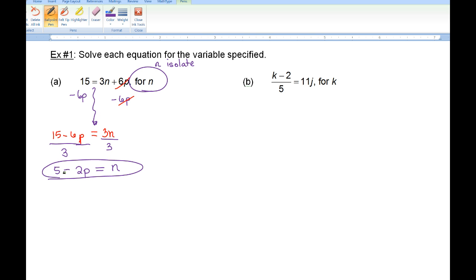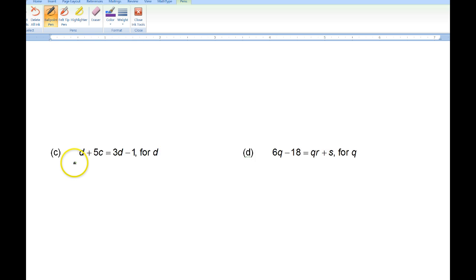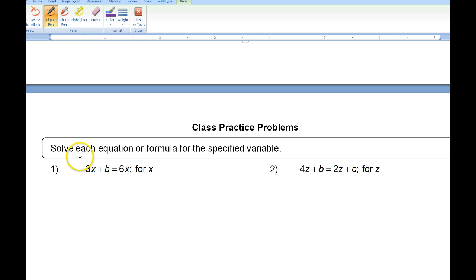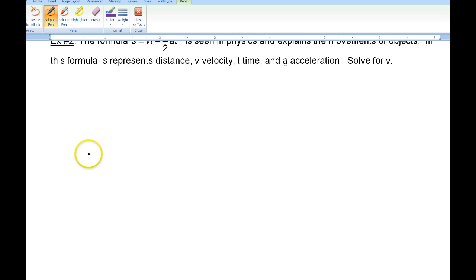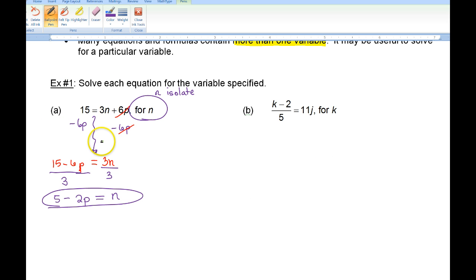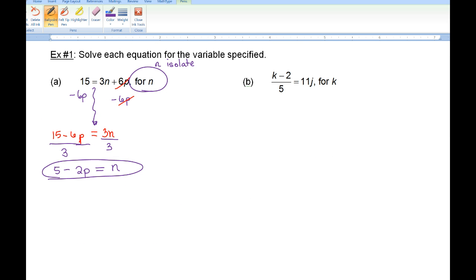That's all you do? That's all you do. You're just trying to get N alone. I'm going to need to do this a couple more times before I understand it. We have a few of these, and then we have class practice problems where you can try on your own. So let me go through a few of them together as a group, and then you can try.